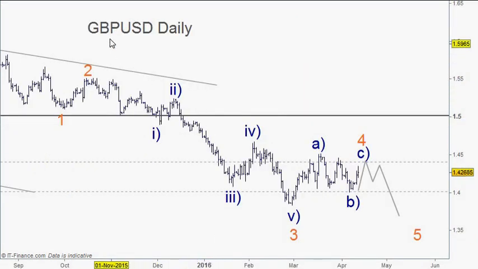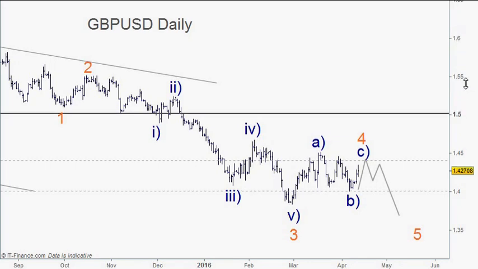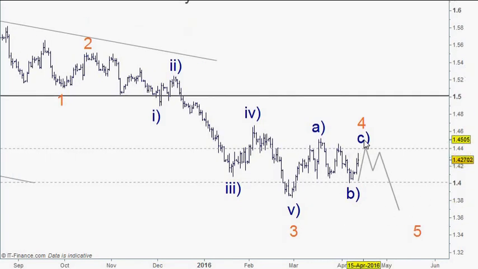The cable, just on the daily chart here, we're still looking for wave 4 to be completed. I've got this as a simple A wave to here, then A, B and C for the B wave, and the C wave here, and then move down.